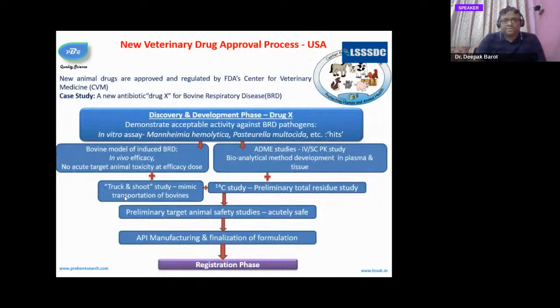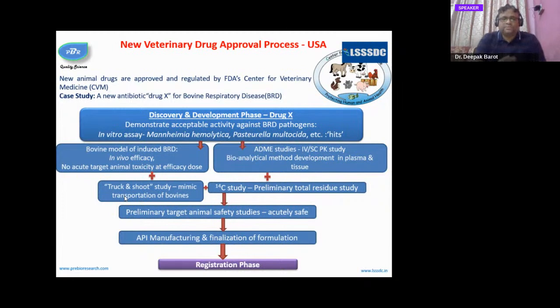Here, I just talked about a very quick example. It's taken from a veterinary drug approval process, but yes, this is what is being followed there. Just an example of an antibiotic for bovine respiratory disease, BRD. First, in the discovery and development phase, I would say pretty much the approach is the same. The procedure is slightly different, but the approach of drug discovery and development for a veterinary application is just the same as we do it in humans.